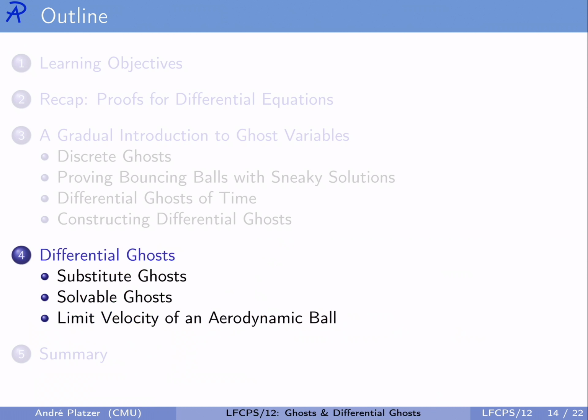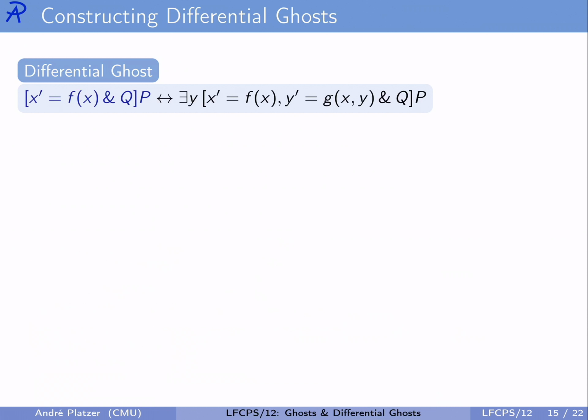Now, after this gradual introduction into ghost variables, let's understand the differential ghost reasoning principle in full. Here was the axiom, the differential ghost's axiom, that says x prime equals f of x within q, and always when we follow this differential equation system here, is p true, if and only if p is always true, after an augmented differential equation system that has y prime equals g of xy in it, still within the same evolution domain constraint, for some initial value of y. What could possibly go wrong?